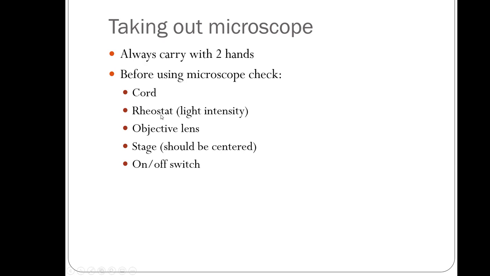So the cord we want wrapped around the base. The rheostat should be all the way down at a setting of either 1 or 0, whatever the lowest setting is on the microscope. As far as the objective lens that's in place, the scanning lens should always be in place when the microscope's put away. The stage should be centered, meaning it's not sticking out to the front or the back. It's just like it's flush. And then the on-off switch, obviously it should be off.